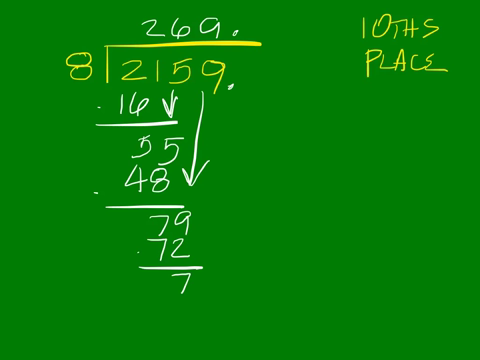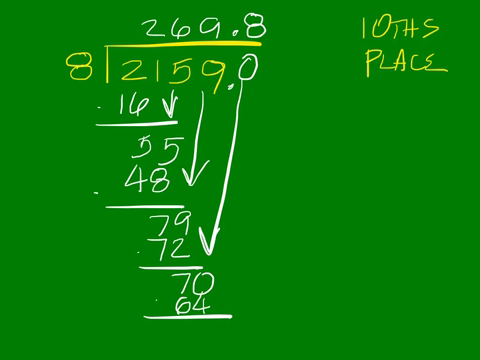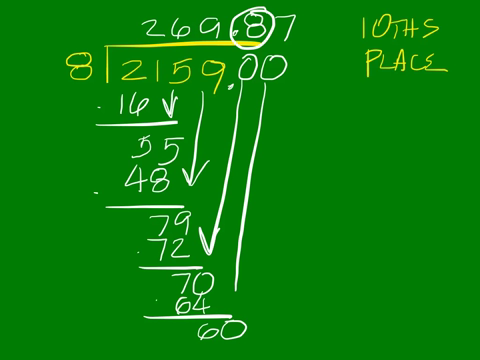Here's the decimal point. Drop the 0. 8 into 70 8 times. 6 left over. You'll need another 0, and 8 goes into 67 times. You're rounding to the 10th place, which is this. So look at the 7. You got to bump it up to 9. 269.9.